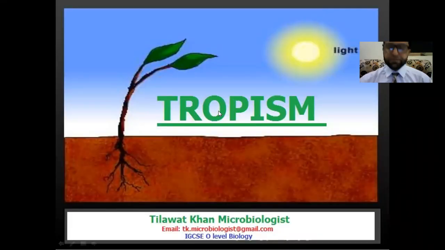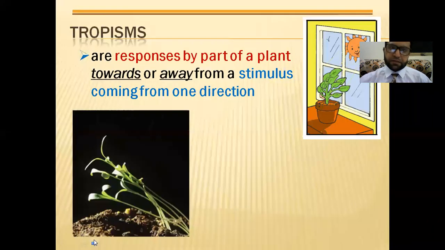Hello students, today we are going to discuss tropism. After this lecture, you'd be able to know about tropism, phototropism, geotropism, and different experiments related with tropism. So, tropism is actually a response by part of plants toward or away from a stimulus, coming from one direction.